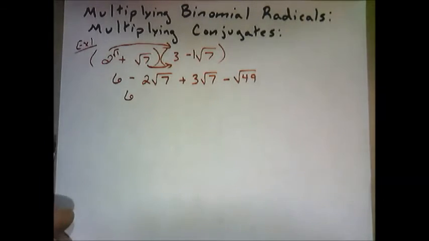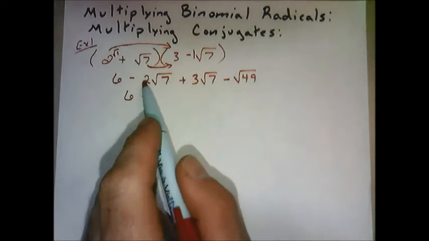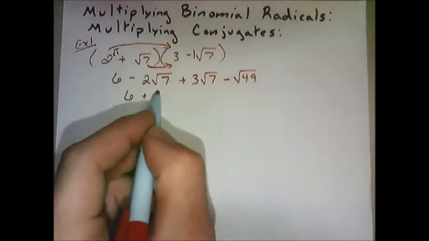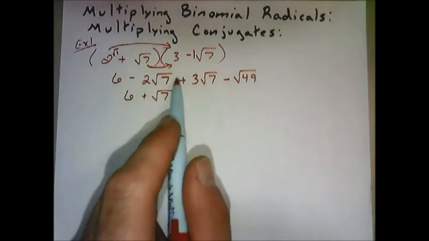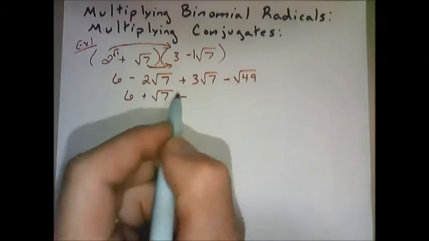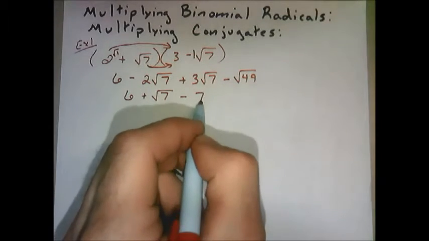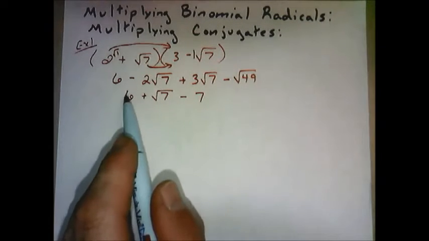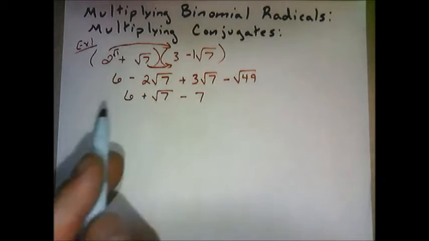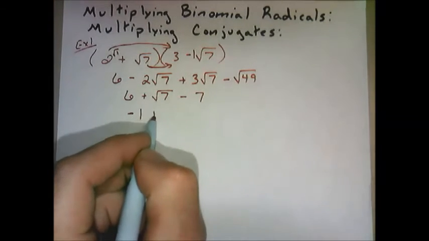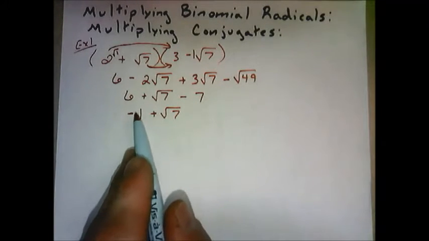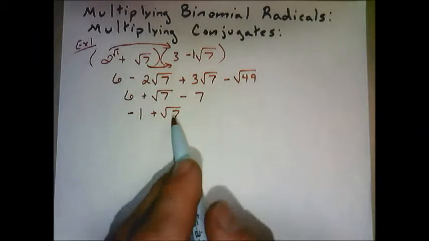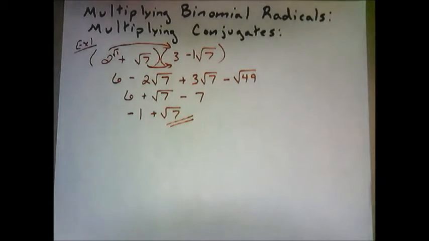So our next line is going to look like 6 plus negative 2 plus 3 gives us 1. Remember, our index and our radicand is not going to change when we add radicals. And then the square root of negative 49 is negative 7. Now we can take the 6 and combine it with this negative 7, and we'll end up with negative 1 plus the square root of 7. We cannot simplify this any further since our radicals are different for each of these terms. So our final answer is negative 1 plus the square root of 7.